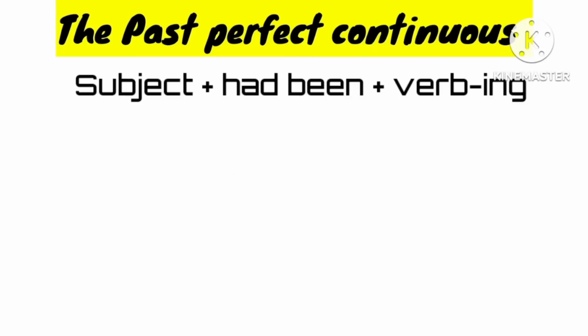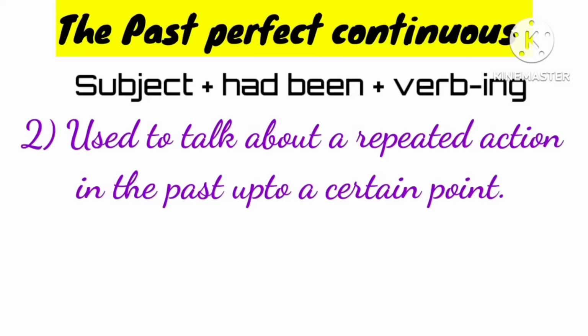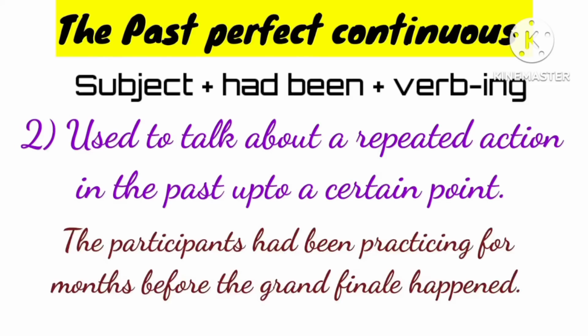Past perfect continuous tense is also used to talk about a repeated action in the past up to a certain point. For example, the participants had been practicing for months before the grand finale happened.